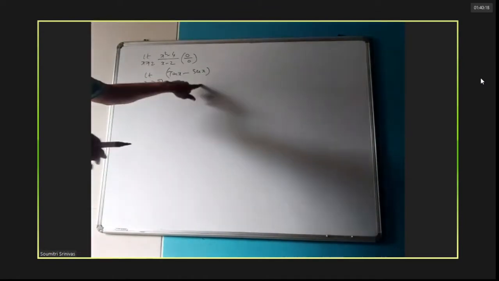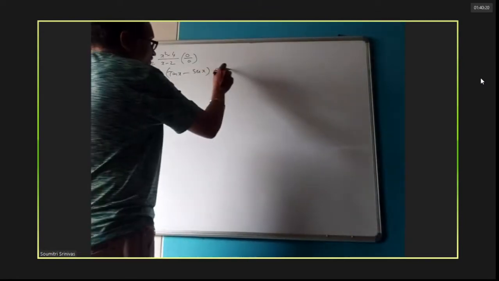Limit x tending to... what happens? Tan 90 is infinity, secant 90 is infinity. What form is this?